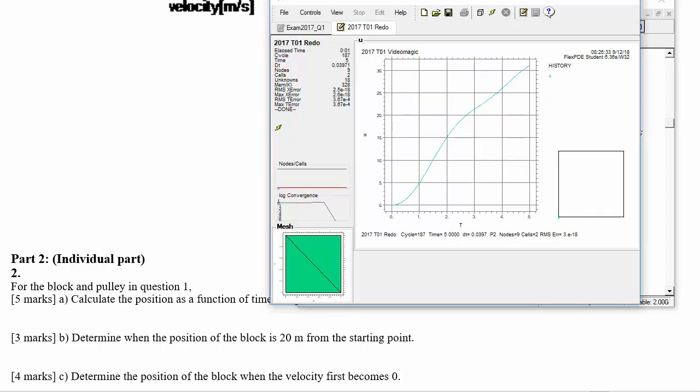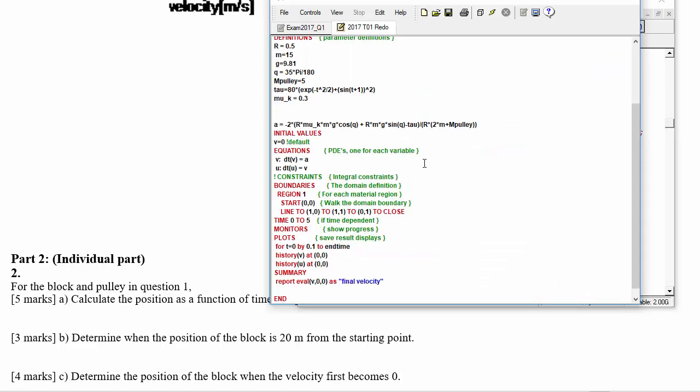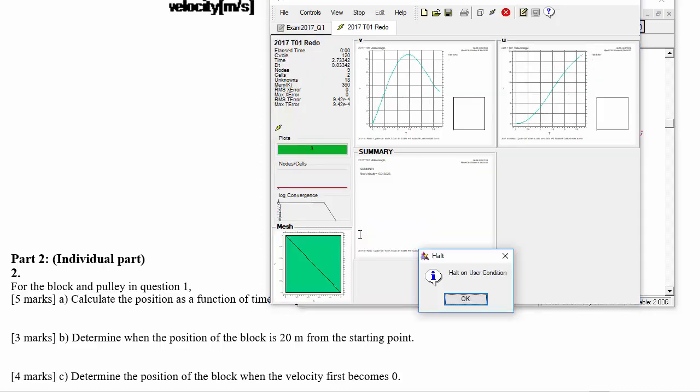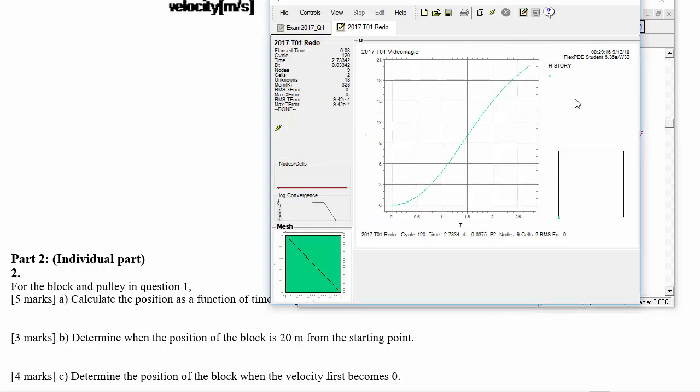In FlexPDE, the way to do this is with a halt condition. So in the run part here, you can also say things that will make the conditions where if they become true, you'd like the program to just stop. So let's halt on u is greater than 20. And this has stopped the run of the program as soon as u has become bigger than 20.